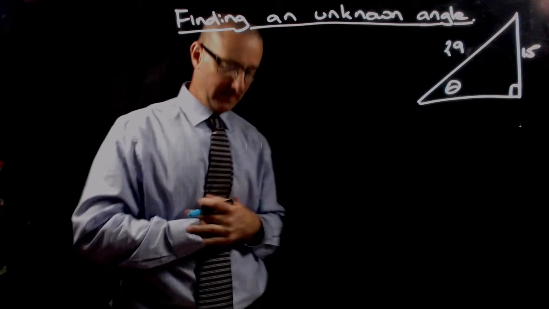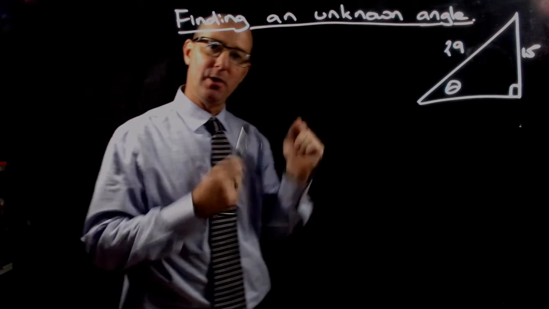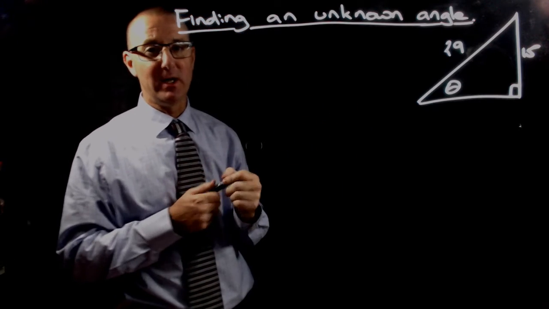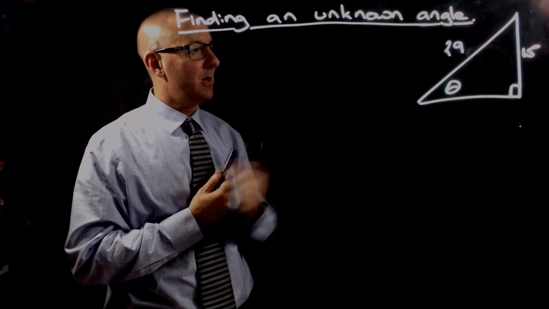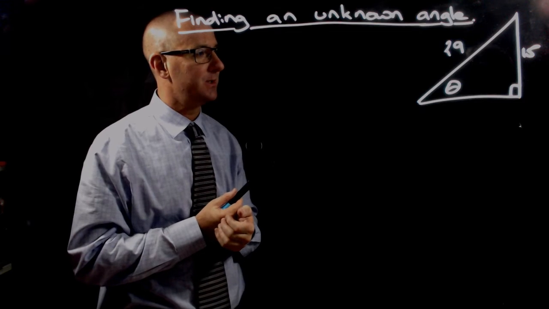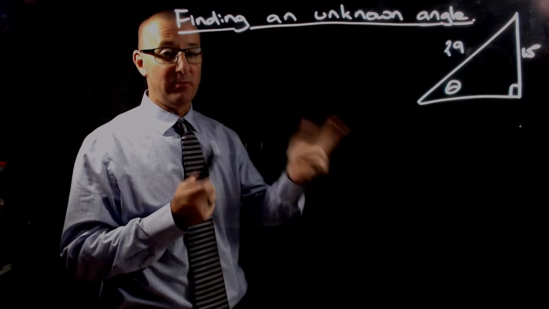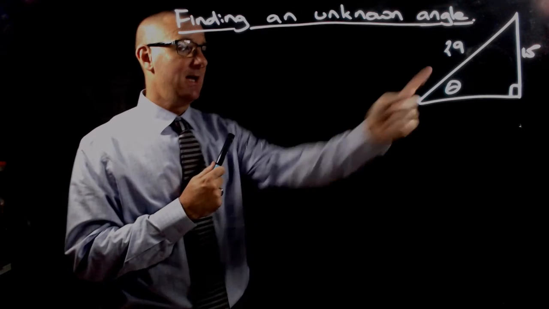Okay, in this video what we're going to do is demonstrate how to find an unknown angle. So far in our trigonometric videos we've been looking at how to find an unknown side. So this is a new situation for us. We can still use our sine, cos, tan ratios in order to find an unknown angle.